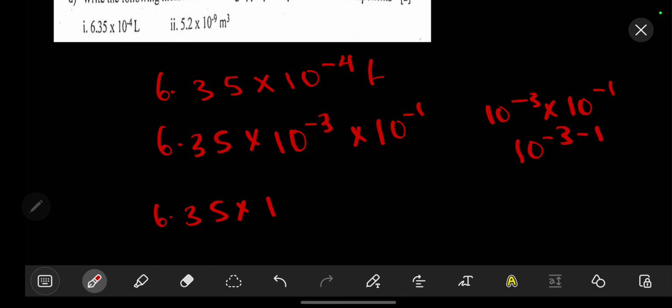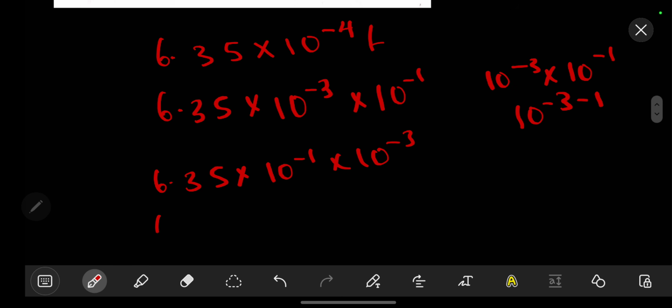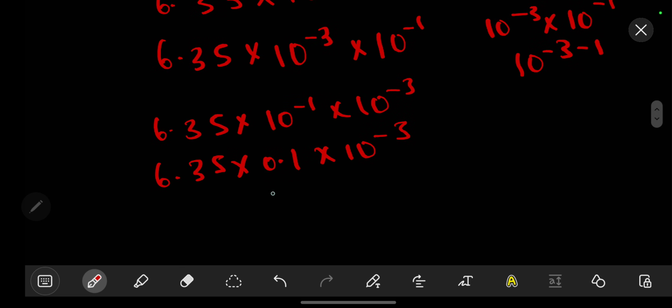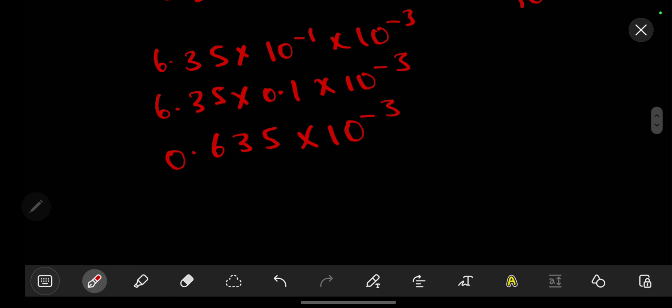Now we are going to have 6.35 times 10 to the power negative 1 times 10 to the power negative 3. So 10 to the power negative 1 gives us 0.1, times 10 to the power negative 3. So we multiply 0.1 times 6.35, and we are going to have 0.635. You can verify on your calculator. Then we have times 10 to the power negative 3 like that.